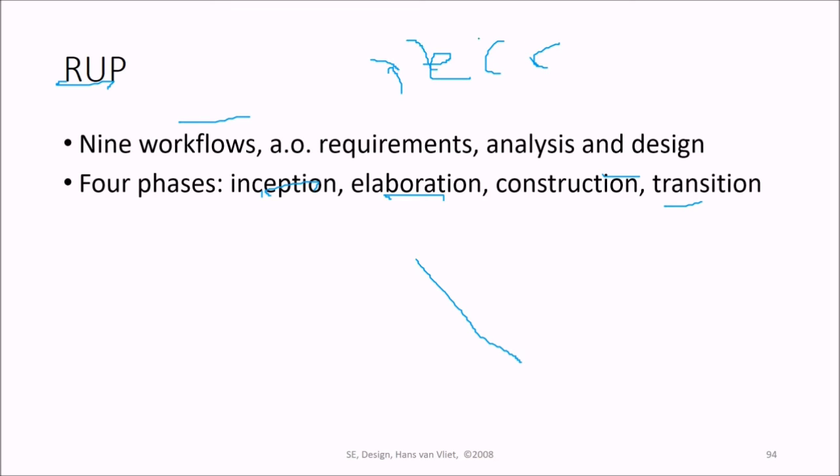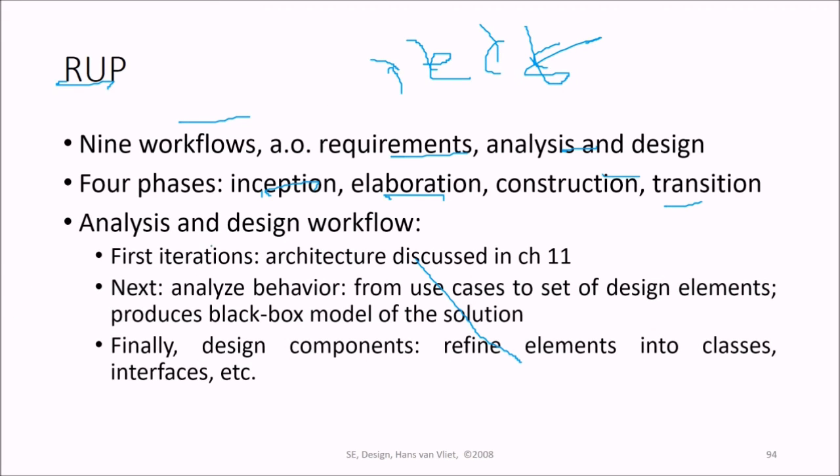Inception, elaboration, construction, and transition. IECT. There are nine workflows: requirements, analysis, and design. So, the analysis and design workflow. The first iterations we have already discussed in architecture.